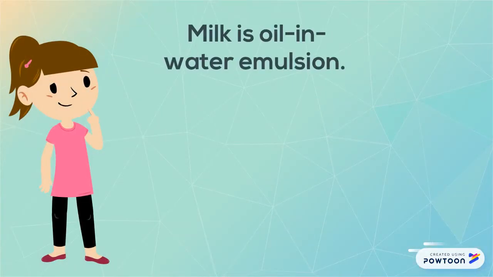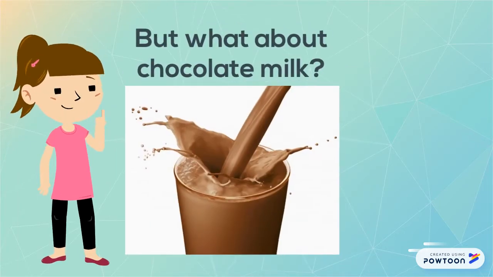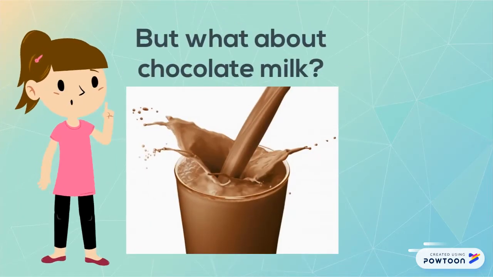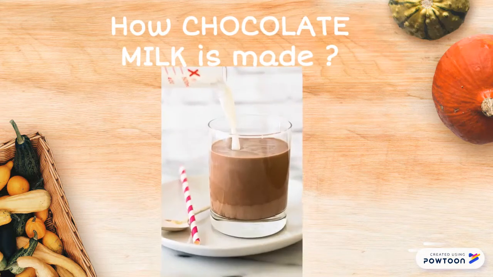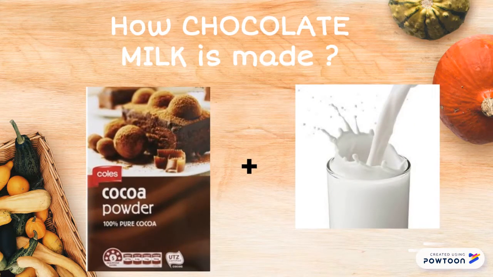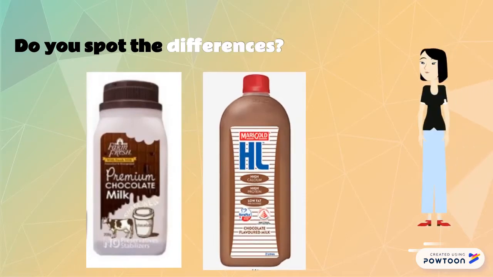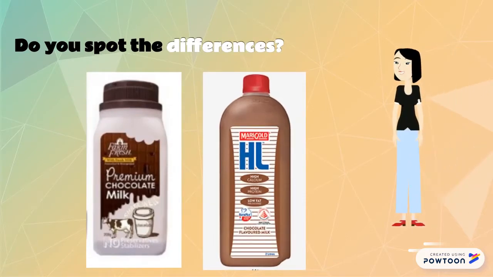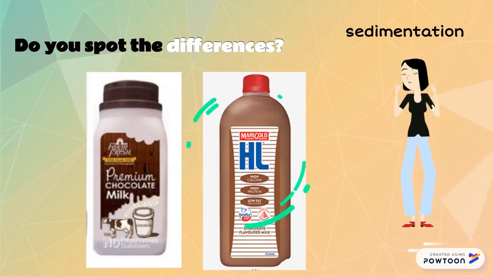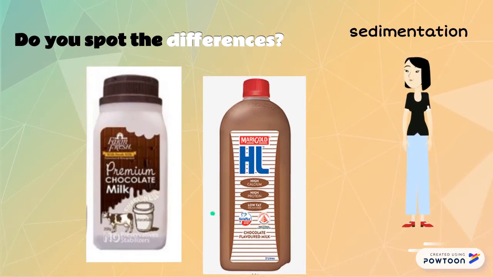Now, milk is an example of oil in water emulsion. But what about chocolate milk? Do you know how chocolate milk is made? Chocolate milk is actually made with cocoa powder and milk. There are two types of chocolate milk shown. Do you spot the difference? That's right, one of them has sedimentation.